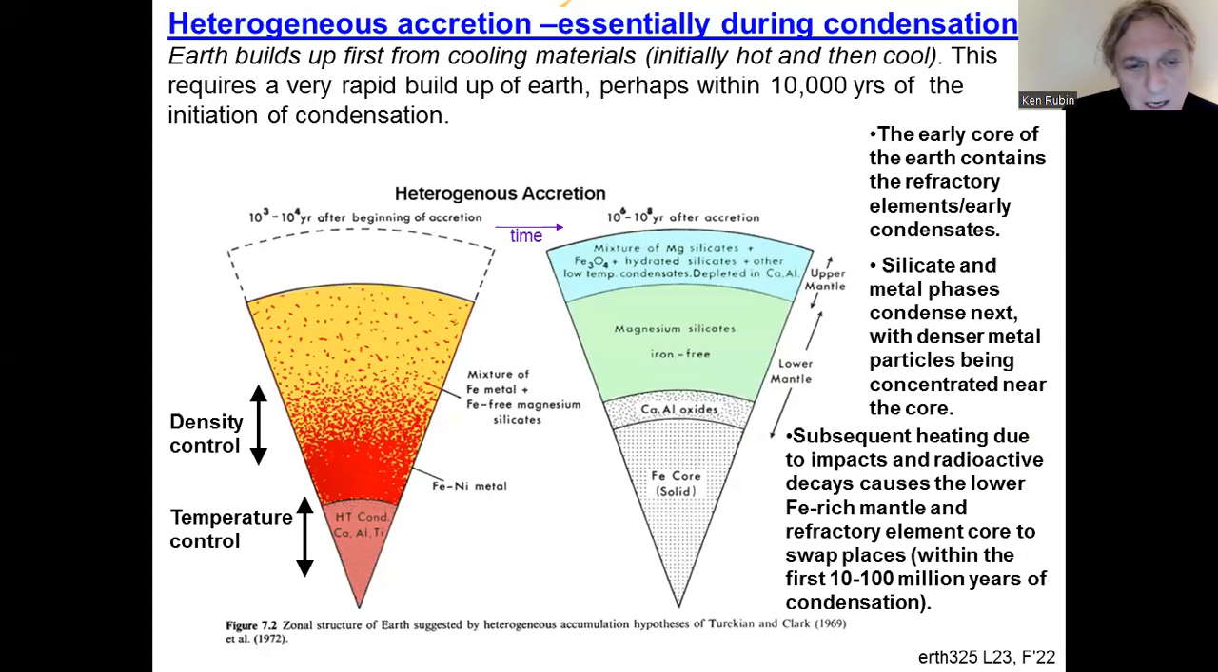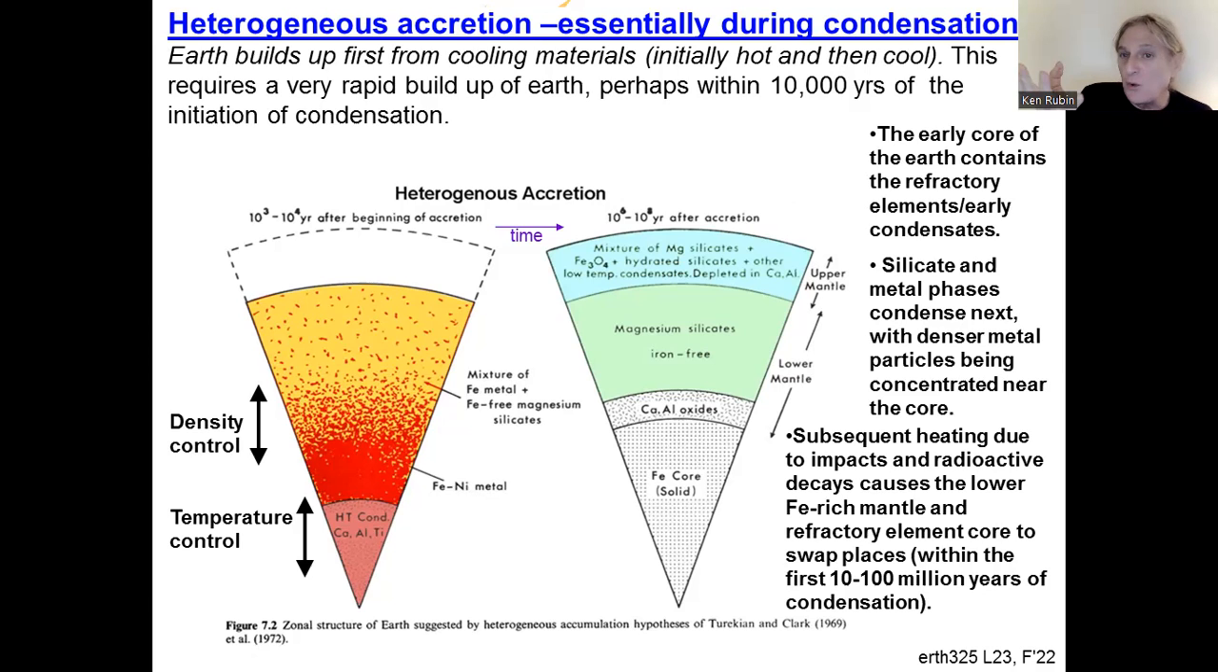So this is a snapshot of what the heterogeneous accretion model is thought to entail. Of course, there are variations on the theme, but as it was originally presented by Turekian and Clark in the late 60s, you have a very, very rapid buildup of a planet. You can see in the time scales, it says 10 to the third to 10 to the fourth years after the beginning of accretion. It is still hot. We're in a solar nebula that hasn't completely cooled.